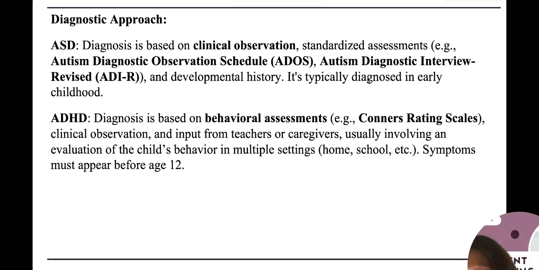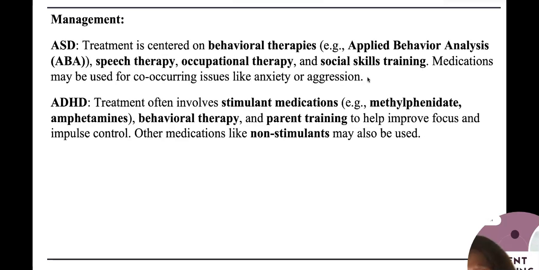And that is pretty much it for that. So we need to also know that for ADHD, we can use O'Connor's rating scale. For autism, we can use ADOS. What does that mean? Autism Diagnostic Observation Schedule. We can also use the Autism Diagnostic Interview-Revised and developmental history. It's typically diagnosed in early childhood.